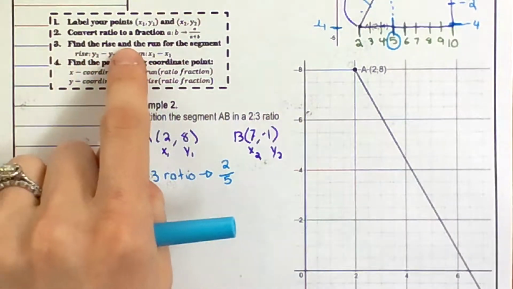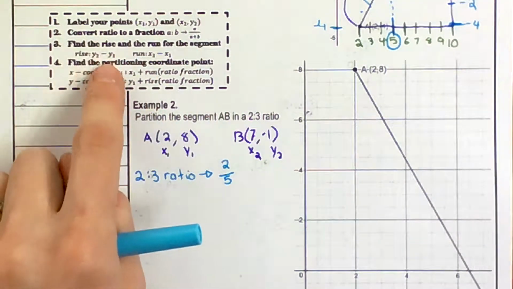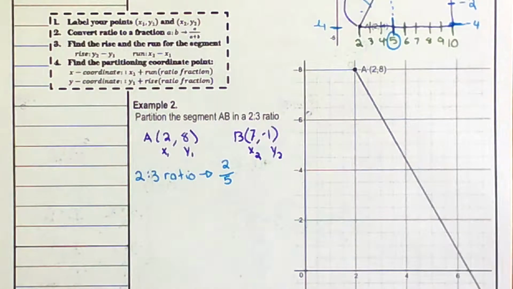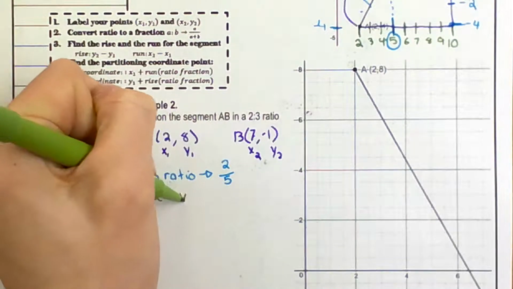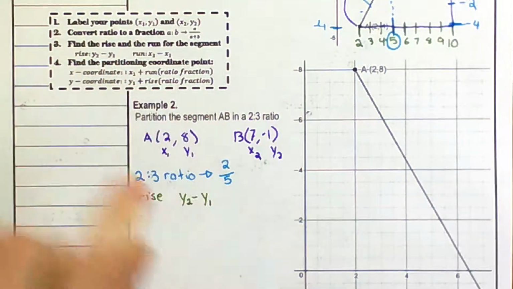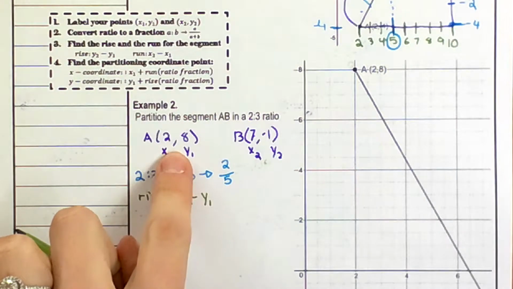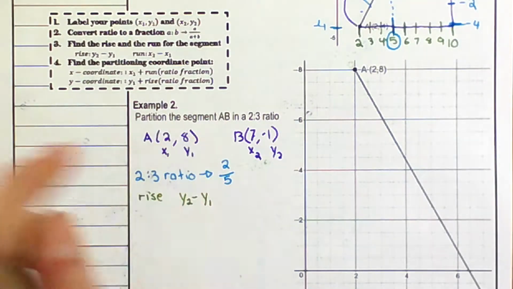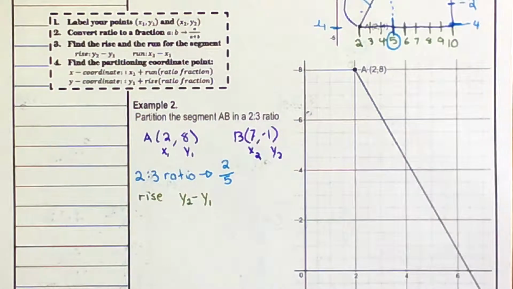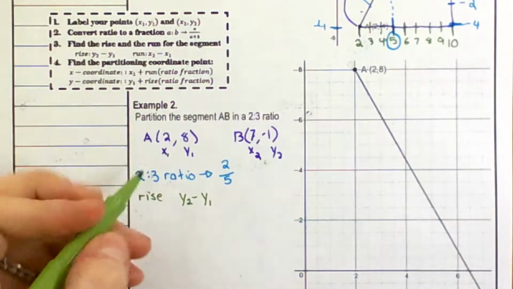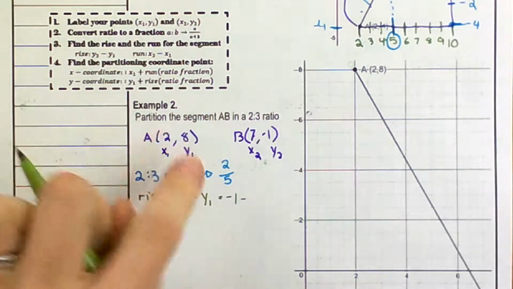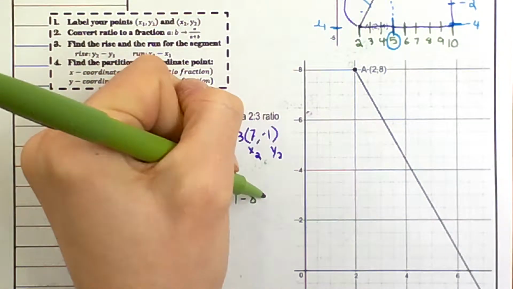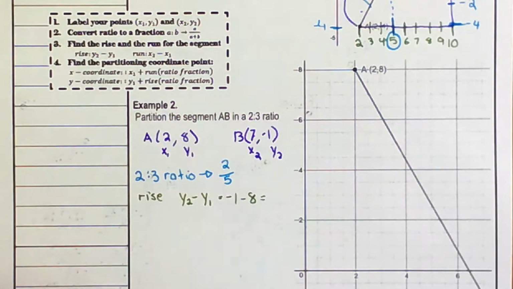Step 3, find the rise and the run of the segment. So my rise is going to be y2 minus y1, which we should be able to do easily because we've already labeled our points. y2 minus y1. So that is negative 1 minus 8. Negative 1 minus 8 is going to be negative 9.